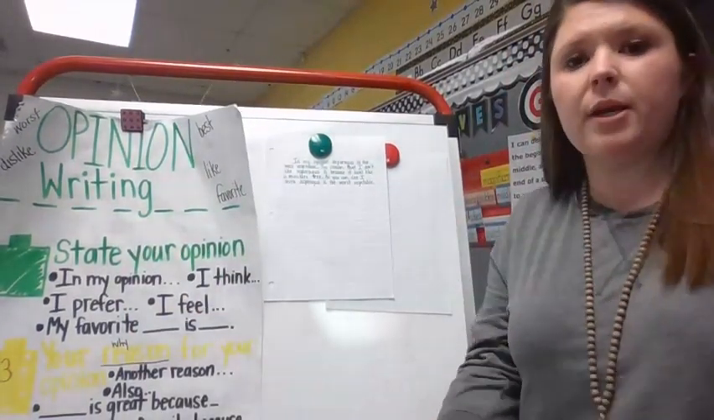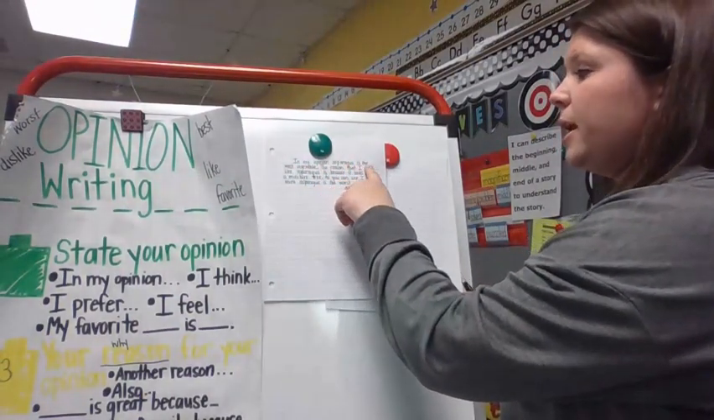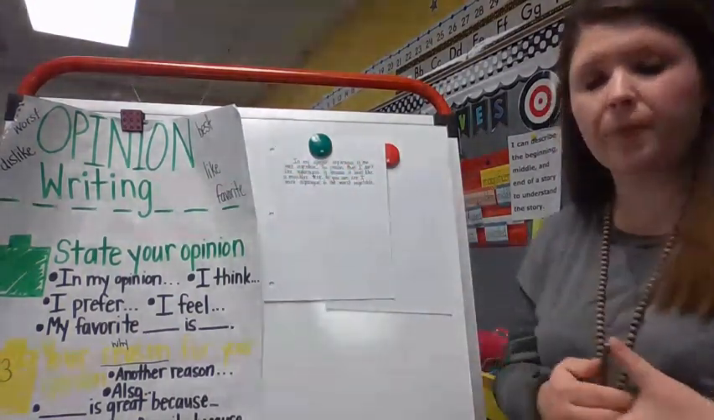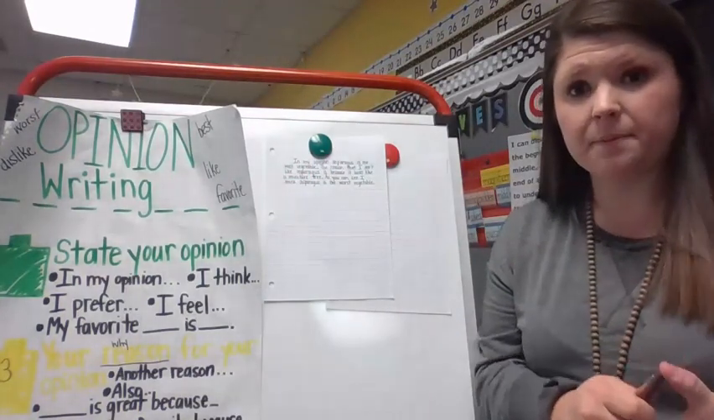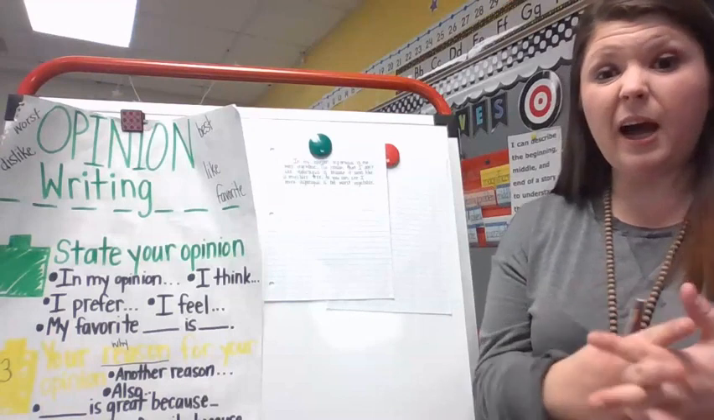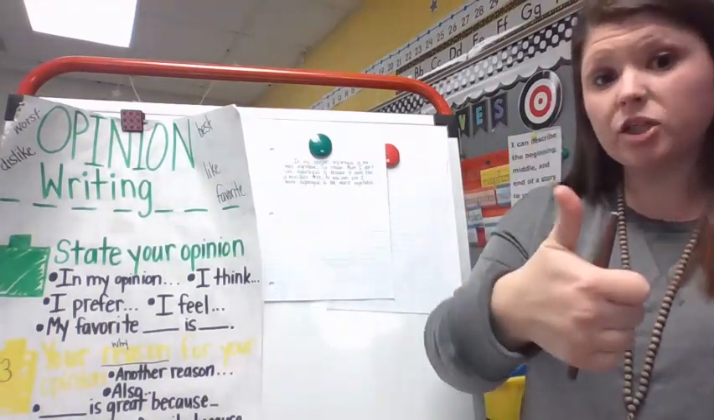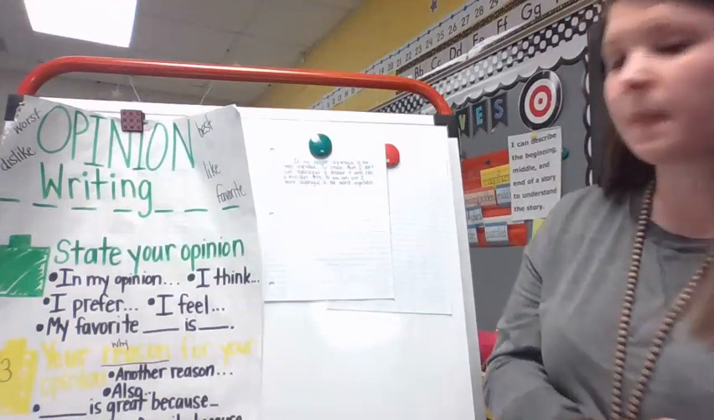All right, so first, my first sentence should state my opinion. It should tell my reader how I feel. In my opinion, asparagus is the worst vegetable. Did I tell you my opinion? Yeah, I told you that I do not like asparagus. I think out of all the vegetables, it is the worst. So I did a good job of stating my opinion.